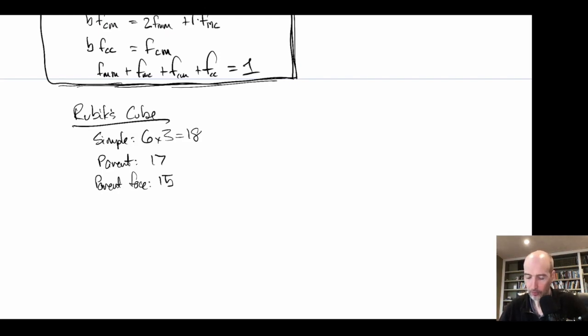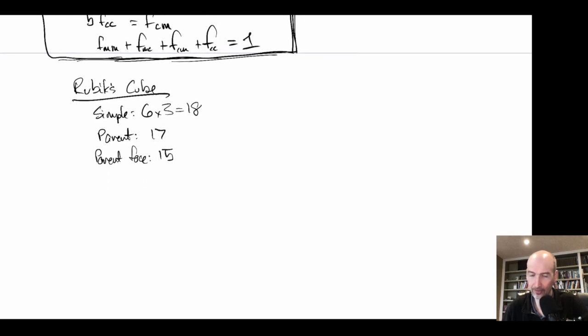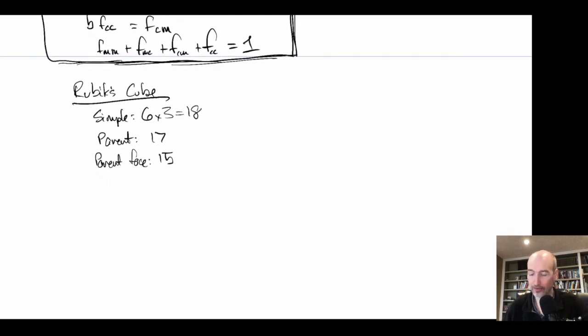That would be really bad because I would get back to allowing some of these actions that I shouldn't allow. So what we're going to do is call some faces first faces, and then call second faces the ones that are opposite that.